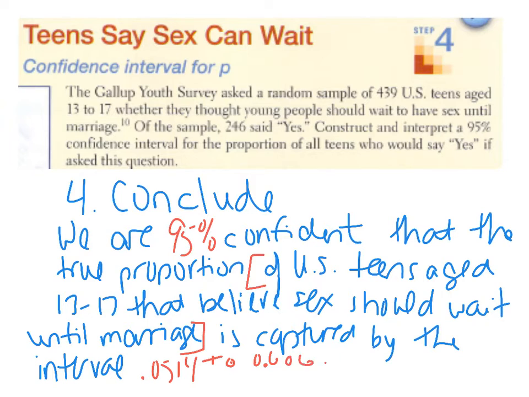Okay, or again, you can reword that slightly. We are 95% confident that the interval 0.514 to 0.606 captures the true proportion of U.S. teens aged 13 to 17 that believe sex should wait until marriage. You have to have all of that context.